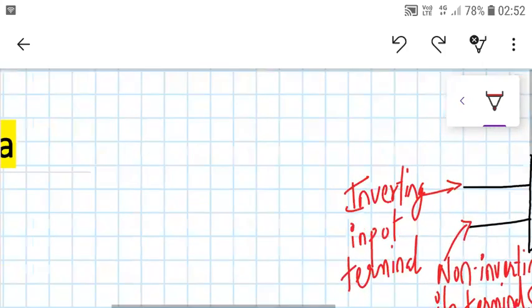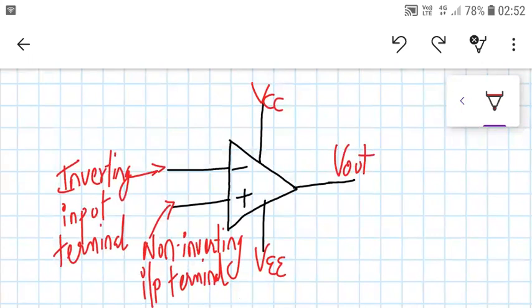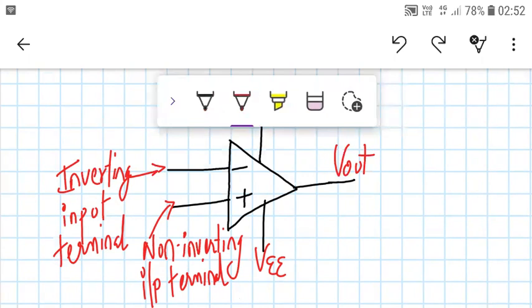Today we are going to discuss the non-inverting amplifier using op-amp. So what do we know about the op-amp so far? Op-amp has 5 active terminals: the inverting input terminal, the non-inverting input terminal, the 2 power supply terminals, that is VCC and VEE, and the output terminal.